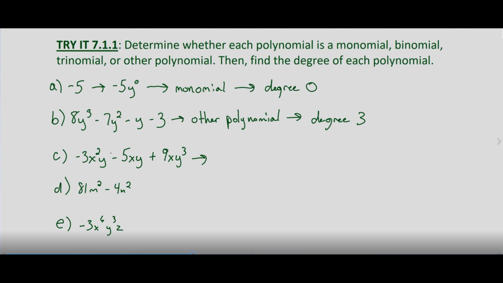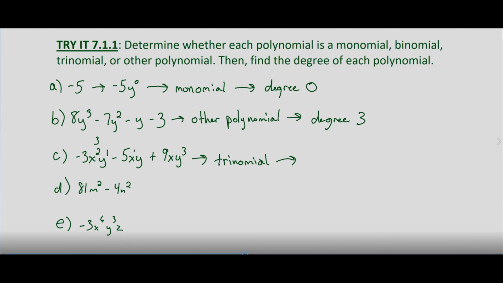Part C, there are 1, 2, 3 terms, which means it's a trinomial. And be careful here with this one because you might be tempted to go to this first term here because it has the greatest x exponent. But we're looking for the greatest total exponents between variables. Anytime we have multiple variables in the terms, we add the exponents. So this first term here is 2 plus 1, it's degree 3.